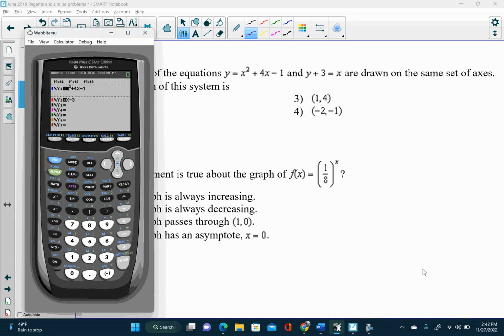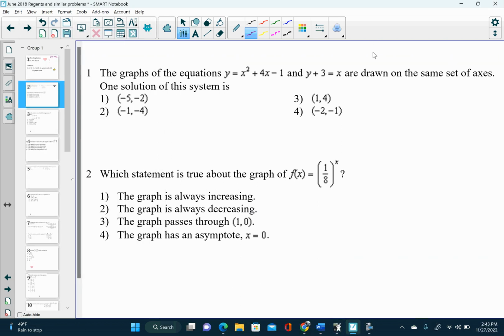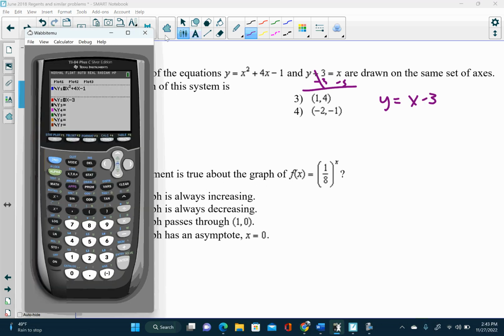So the first thing I want to do is plug these into my calculator. The first one's easy, right? I have my y by itself. The second one, I can get the y by itself by just moving that 3 over, right? So I can go minus 3. This cancels out, so I'm left with y is equal to x minus 3. So I went to my calculator and I typed that in: y is equal to x minus 3.